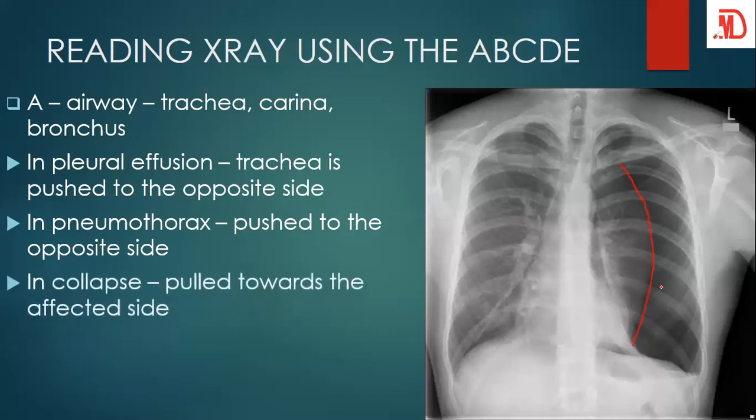So when the lung is collapsed, however, the trachea will be pulled towards the affected side. So you see that even airway alone has given us a lot of differentials, or a lot of conditions that can happen. So it's very good that you go systematically, step by step. So your A is done. All right.